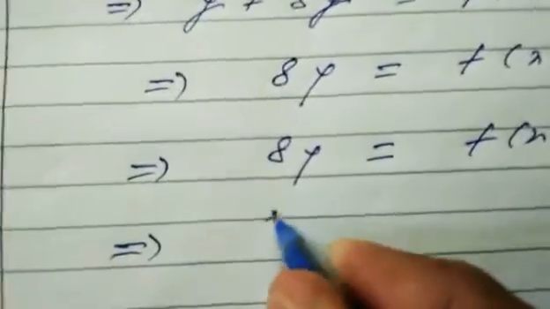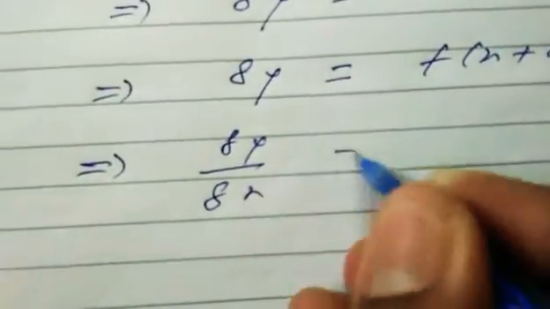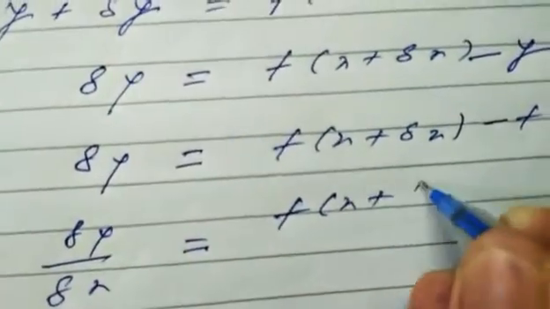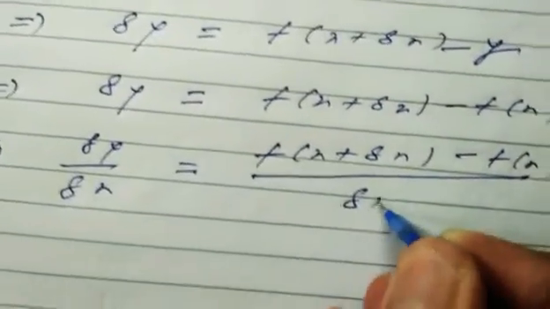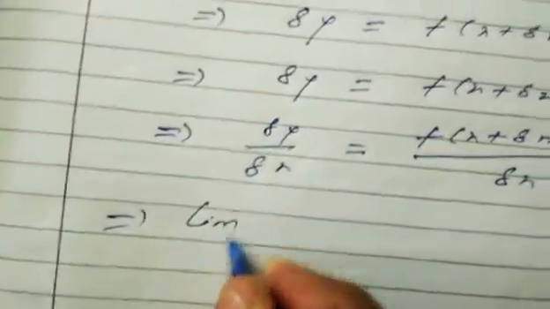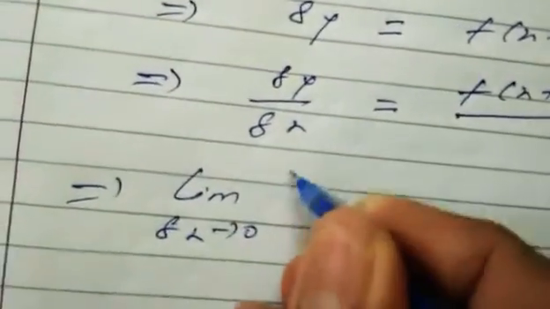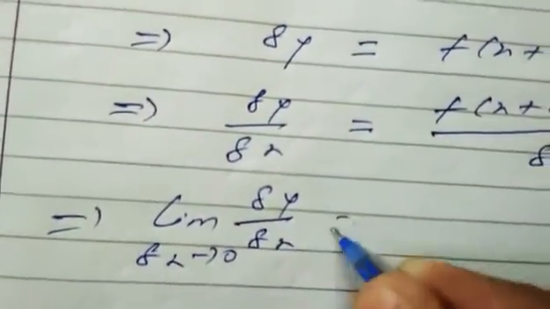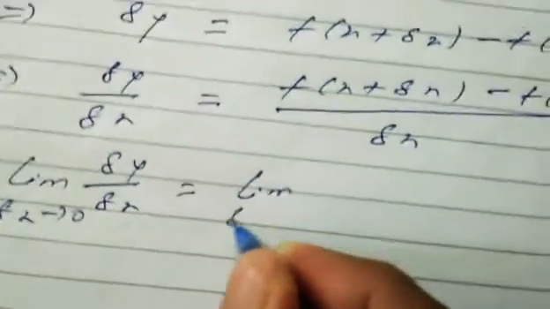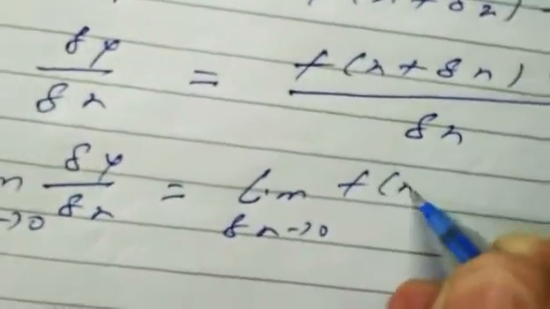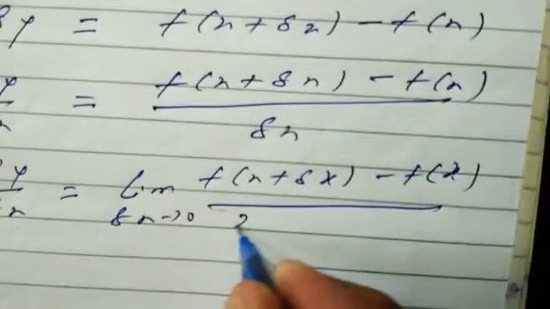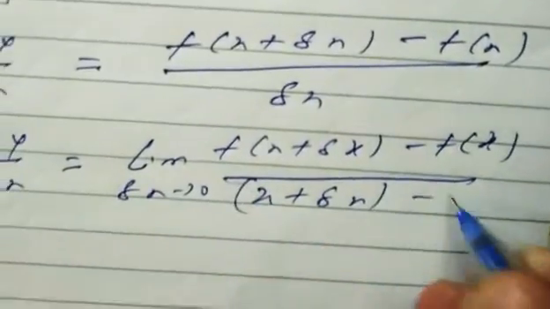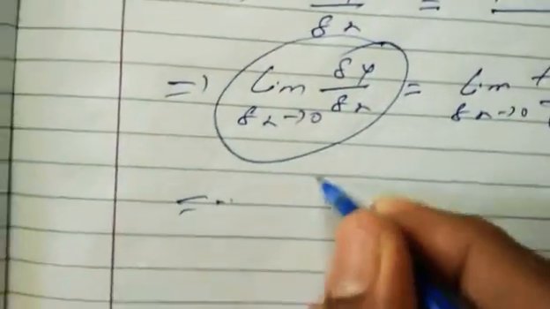Now this implies del y by del x, we can write like this, is equal to f(x + del x) minus f(x) upon del x. Del x is a very small amount, so we can take del x tending to 0. This is del y by del x, and that is limit del x tending to 0 of f(x + del x) minus f(x) upon (x + del x) minus x, we can write down. So what we are seeing is basically dy by dx.